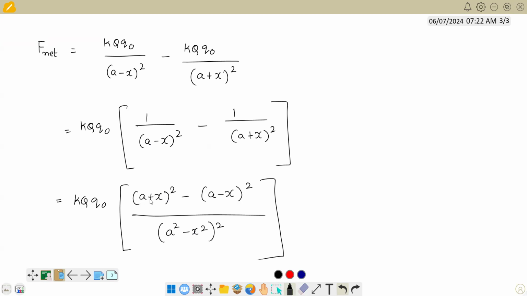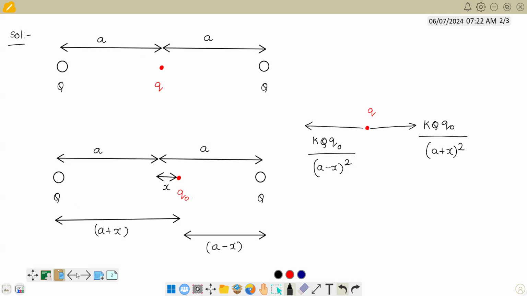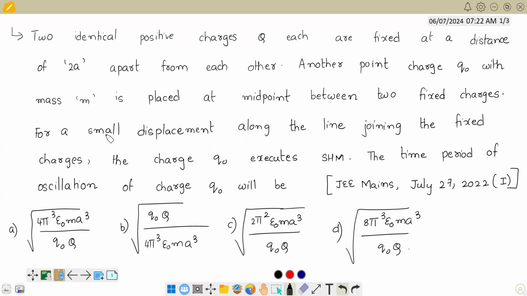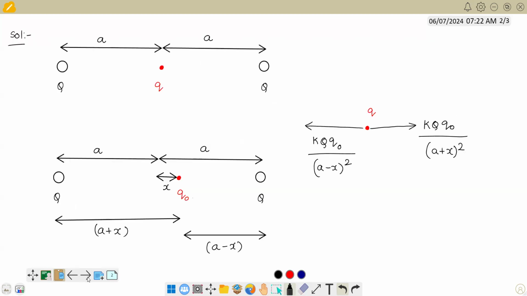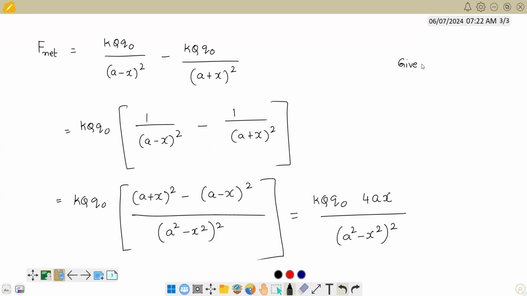So this is similar to (a plus b) whole square minus (a minus b) whole square, where you will get 4ab. So q naught into 4a into x divided by (a square minus x square) whole square. It is given clearly in the question that it is a very small displacement. So we can say, given x is very small, then it implies that the value of x square can be approximately taken as 0.